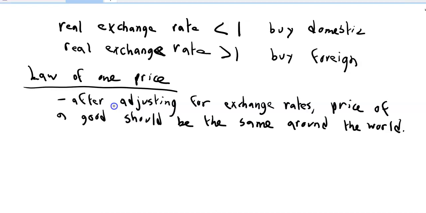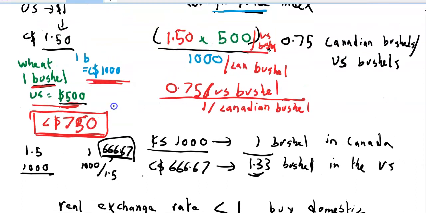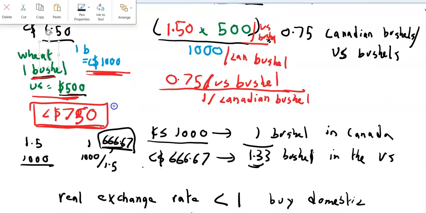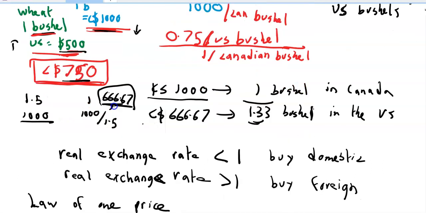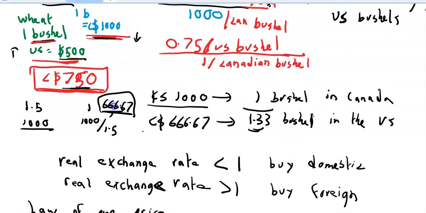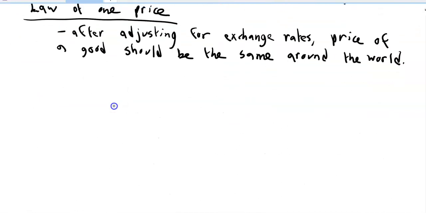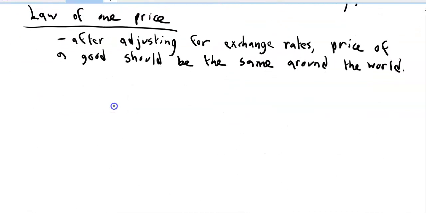What this means is, let's take our example here. If Canadian bushel is comparatively more expensive than US bushels, and people keep on buying US bushels, then the price of US bushels will keep on going up because demand of US bushels will go up, and the price of Canadian bushels will keep on going down. It will equalize once the real exchange rate becomes equal to 1. That means that at that point, it doesn't really matter if I buy domestic or foreign.